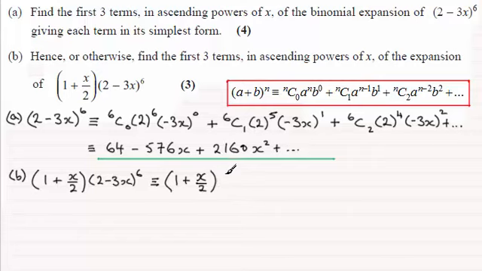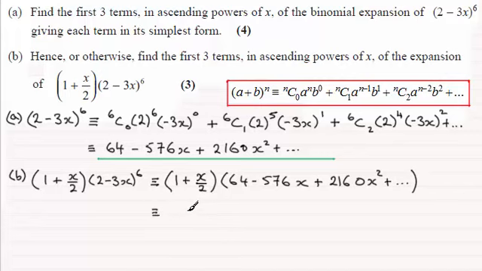So we've got 64 then, minus 576x plus 2160x squared, and then plus and so on. So if we're going to work out the first three terms, that's going to be a constant, an x term, and an x squared term. And so anything else other than that, we can ignore. So first of all, you're going to get 1 then multiplied by each of these terms. So you're going to get back each of those three terms again. So we'll just copy them in again.